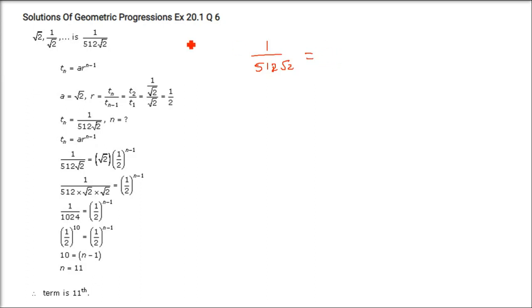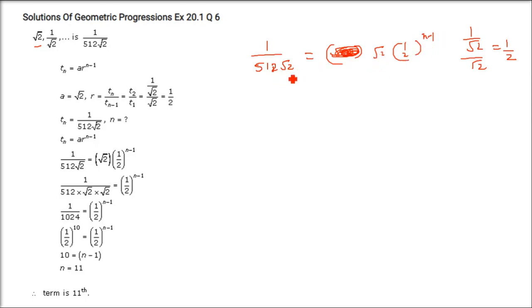So this is 1 by 512 root 2. This is the term we need to find out. So a is root 2, r to the power n minus 1. r is what? 1 by root 2 by root 2, this we already did. This is going to come as half. So this is 1 by 2 to the power 512 root 2, equals root 2 into half to the power n minus 1. n is what? We don't know.